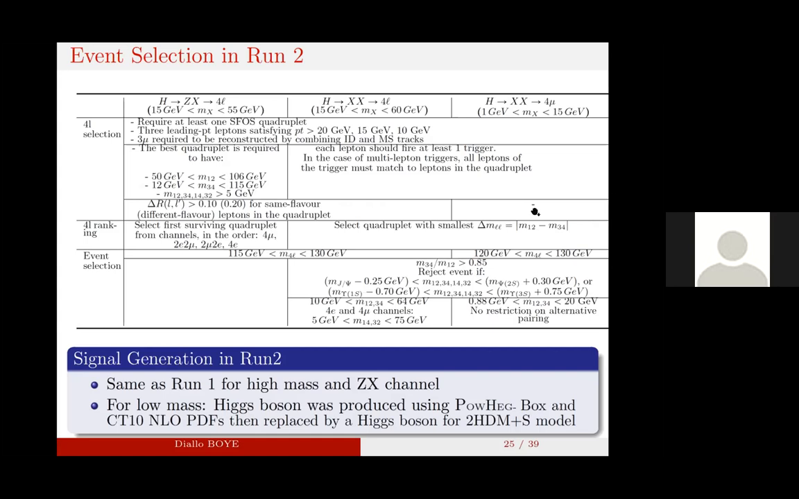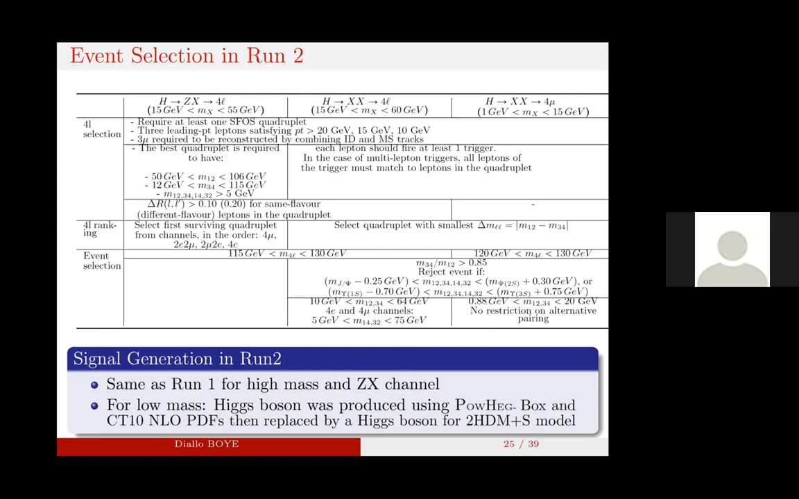And we also improved the signal region cut. So now it doesn't depend on MZd anymore. What we are using is a cut defined by M34 divided by M12 should be higher than 0.85. Otherwise, we still have the Z veto cut and the Higgs window cut and so on.